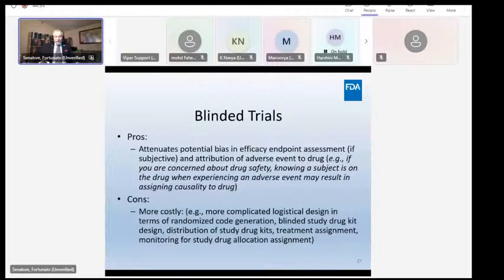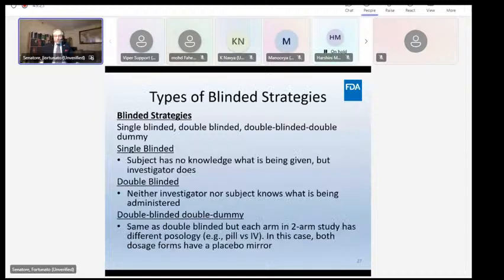The con of a blinded trial is that it's very costly. More complicated logistical designs in terms of randomized code generation, blinded study drug kit design, distribution of study drug kits, treatment assignments, monitoring for study drug allocation assignment. It's a much more costly and complicated trial to maintain the blindness. But most importantly, the expense is worth it because the results will be interpretable.